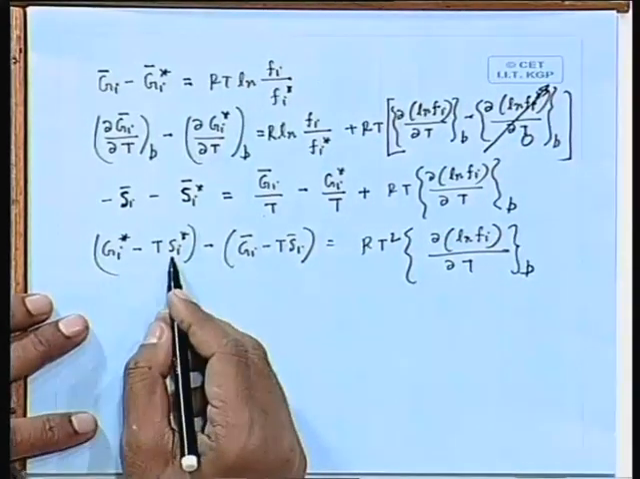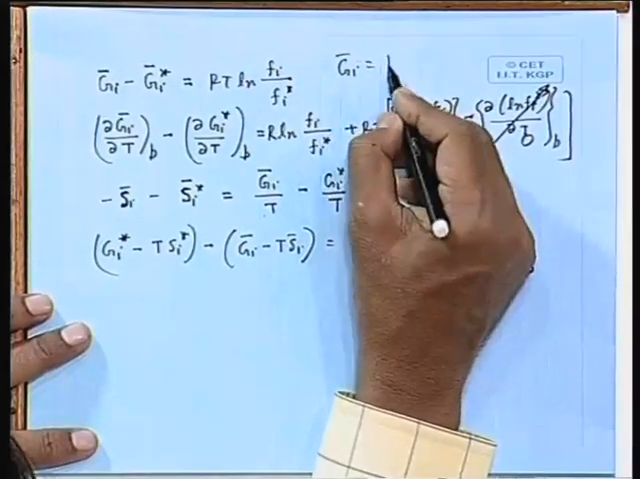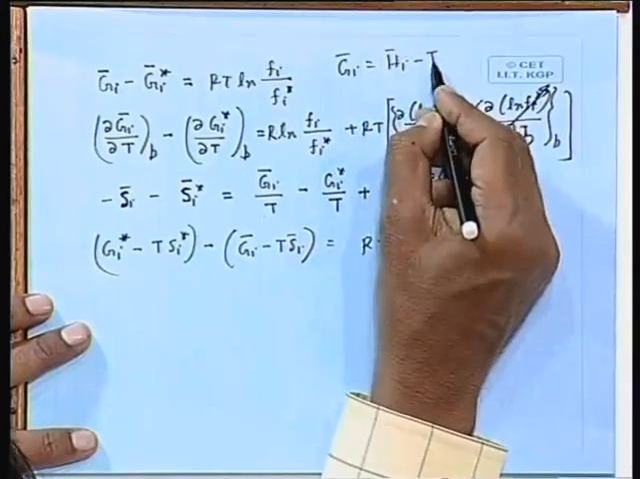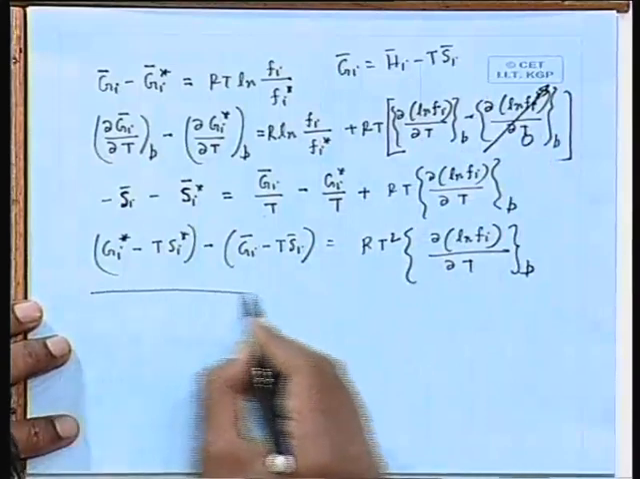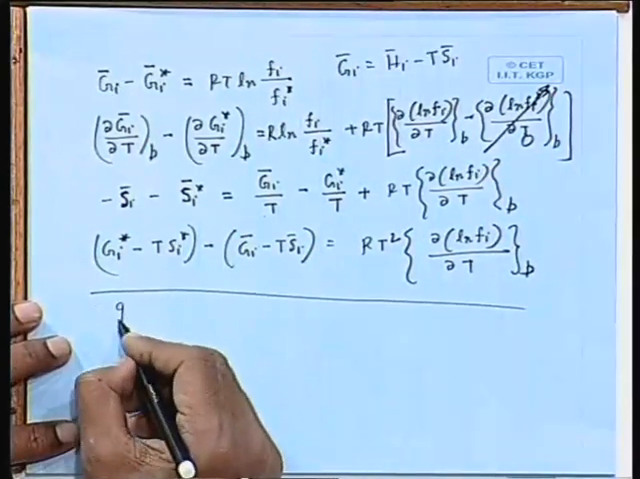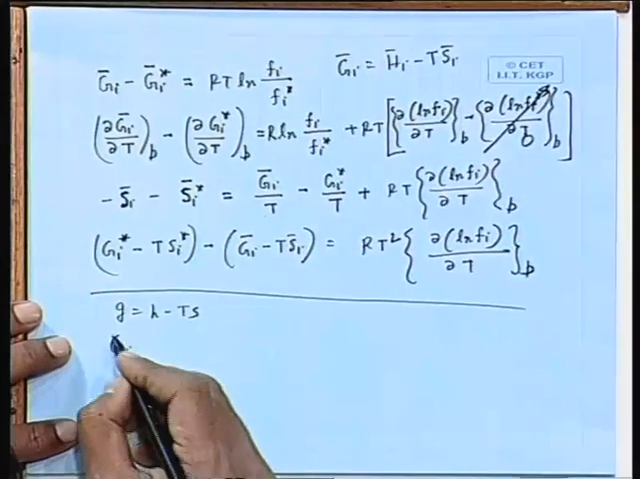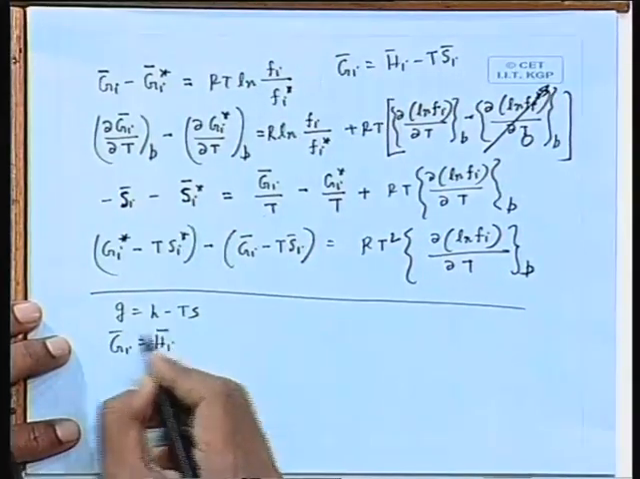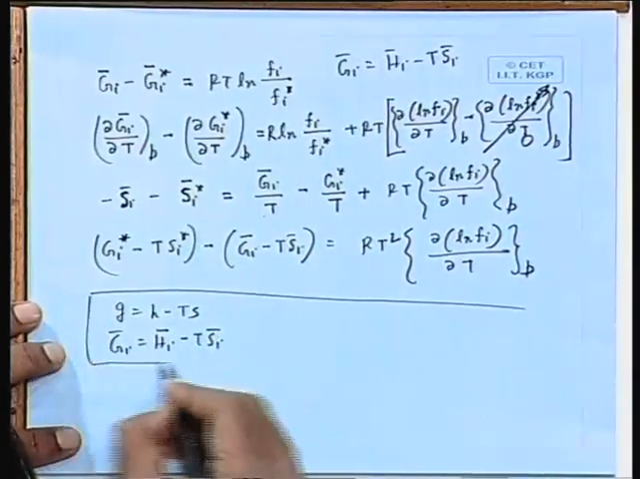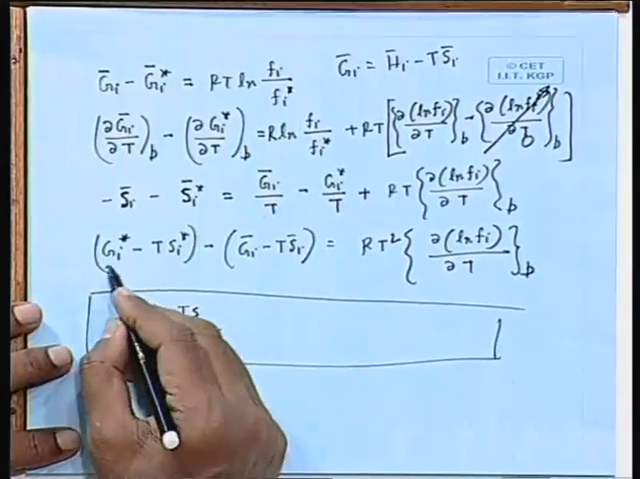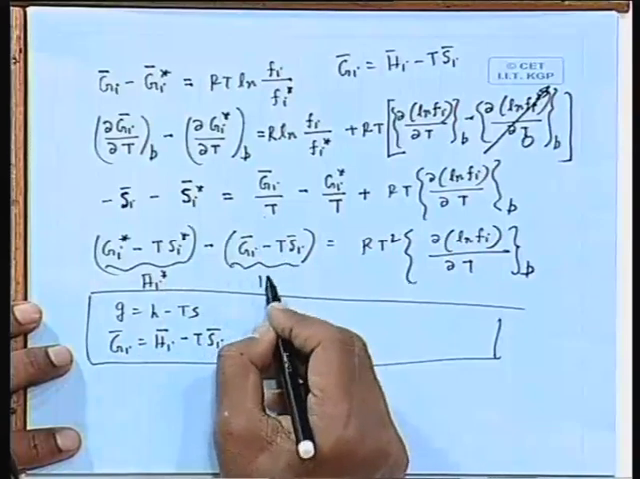Now Gi minus Ts, what is that? By definition, Gi is equal to Hi. You know the definition, G is equal to H minus Ts, and this holds good. We know the definition of G is the molar Gibbs function for a pure component. Therefore, for a multi-component system, these molar properties will be replaced by the partial molar properties. So this becomes Hi bar star and this becomes Hi bar.